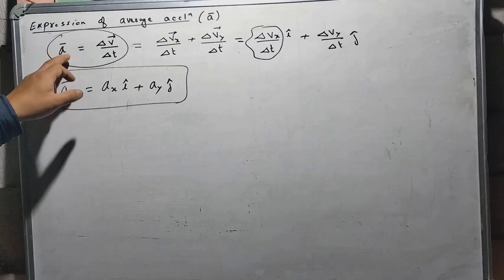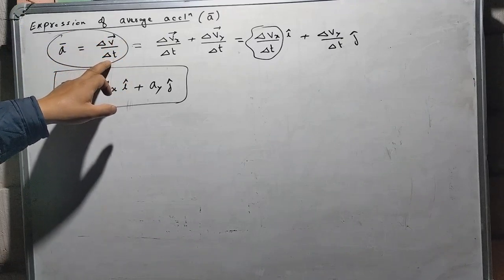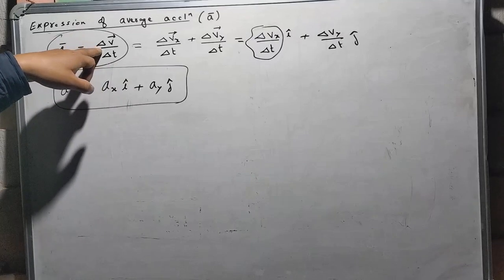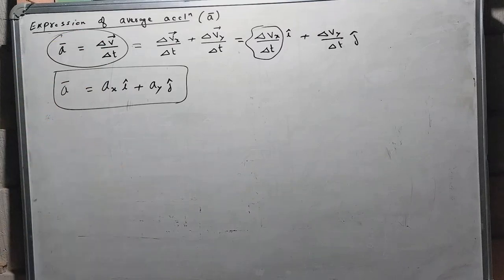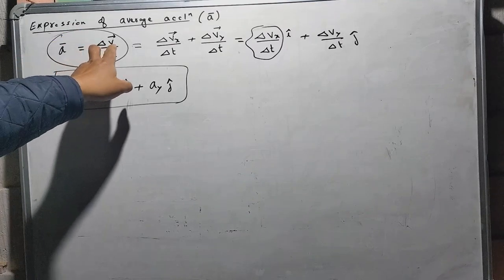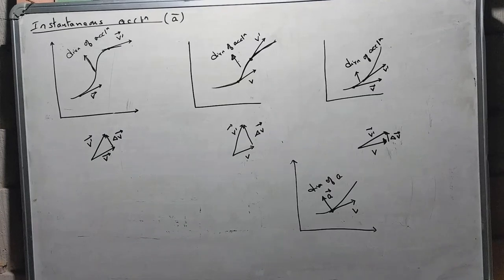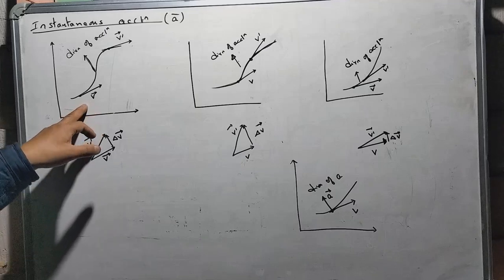Now, when you look at this equation, we have A is equal to delta V upon delta T. So the direction of this average acceleration is determined by the direction of the change in velocity, because delta V is the change in velocity, so delta V arrow is the direction of the change in the velocity, right? So now let us look at the direction of the acceleration. The direction of the average acceleration is along the direction of the change in velocity. So to understand that, let us look at this figure number 1.